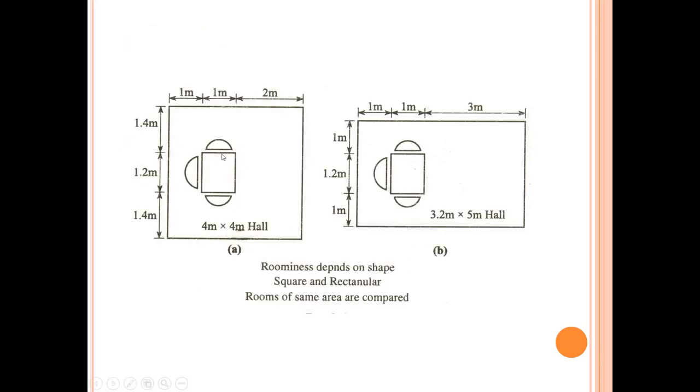As here we can see, we have two rooms, which is 4 by almost 4, and this is 4 by 3.2. So this is the square hall and this is 5 by 3.2. This is the rectangular hall. Both are having almost the same areas, but here you can see we can use only this much part of the room, that is this 2 by almost 4, and here we have this 3 by 3.2. So this area can be utilized for other purposes and it gives the feel of a bigger room, even though both rooms have the same area.